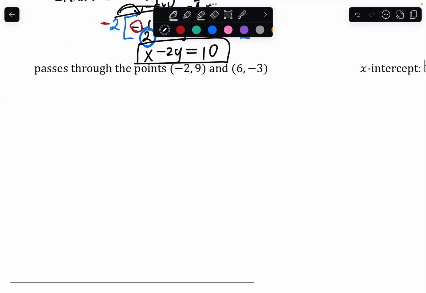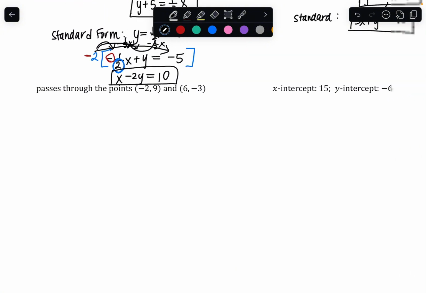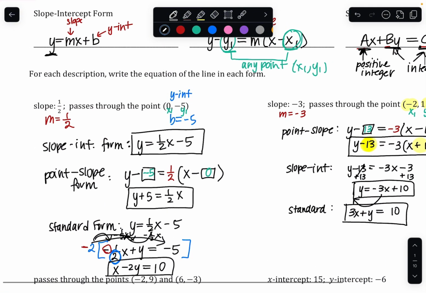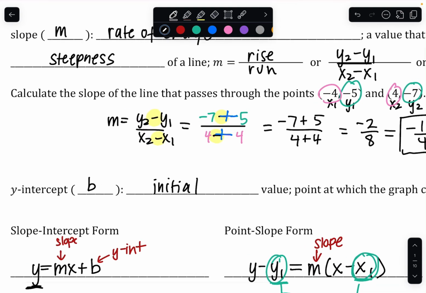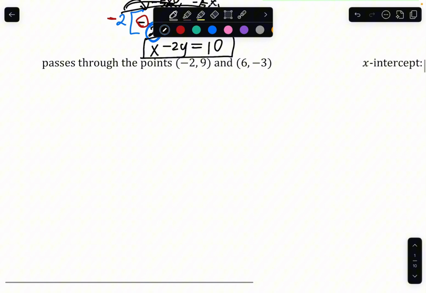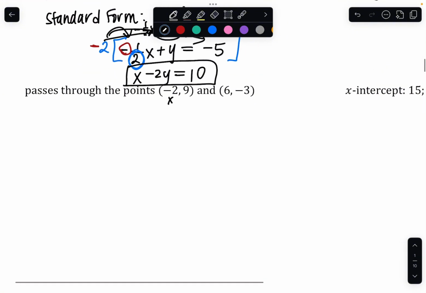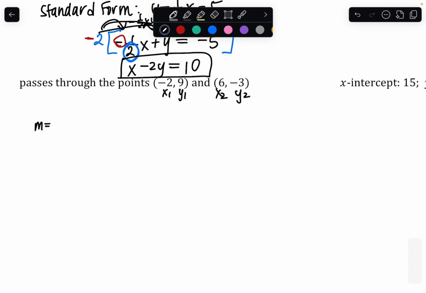Okay, on this next example, we're just given 2 points. We're not given the slope. And so we need to find the slope first. And so that's where we're going to use this formula and use what we did up here, y2 minus y1 over x2 minus x1. Okay, and so here's my x1, y1, x2, y2. And so my slope is y2 minus y1 over x2 minus x1.